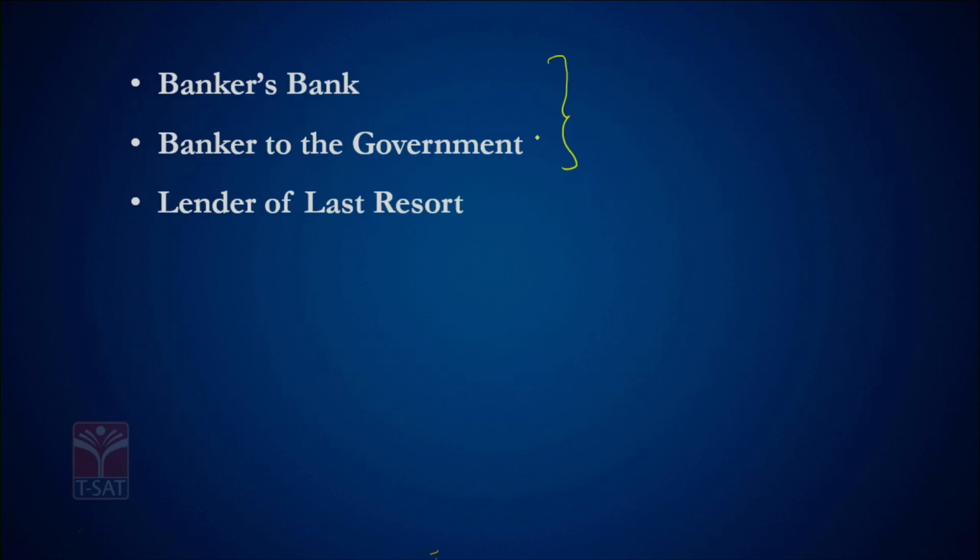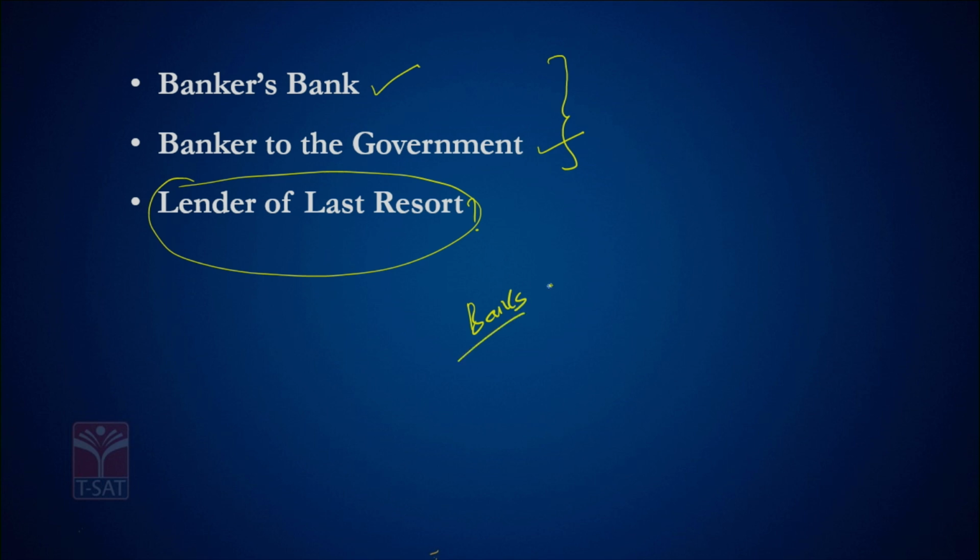It serves two important functions: banker's bank and banker to the government. And the last important purpose that RBI serves is that it acts as a lender of last resort. What do you mean by lender of last resort? In general, in India, if banks are in need of money, what is the major source of money for the banks? The deposits, isn't it? Or else the bank could raise money from the market by selling certificates of deposit, or they could borrow money from fellow banks, and that is what we call the money market.